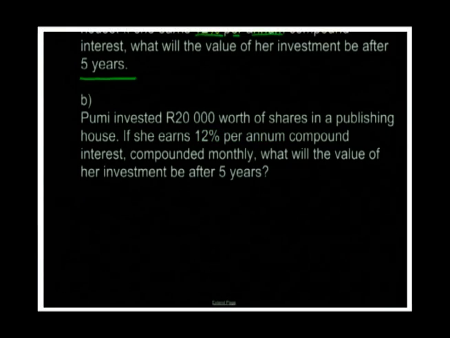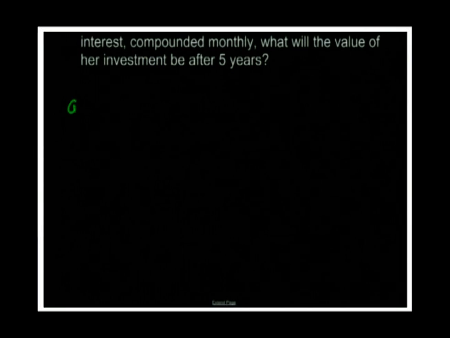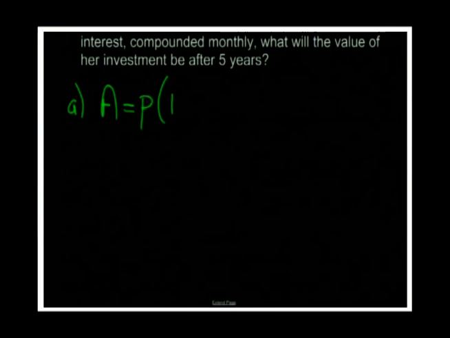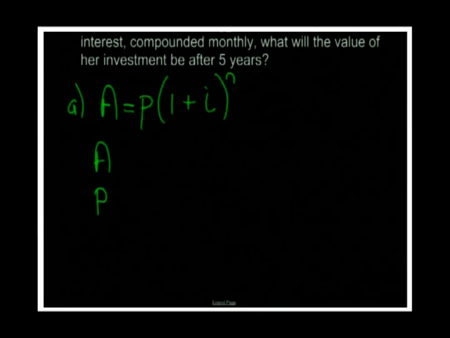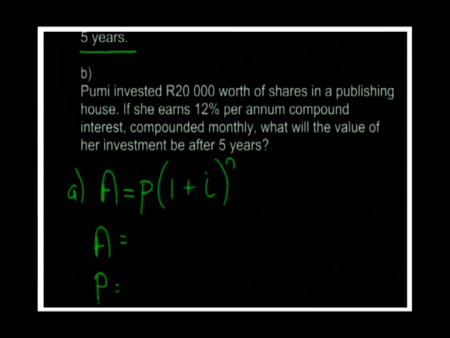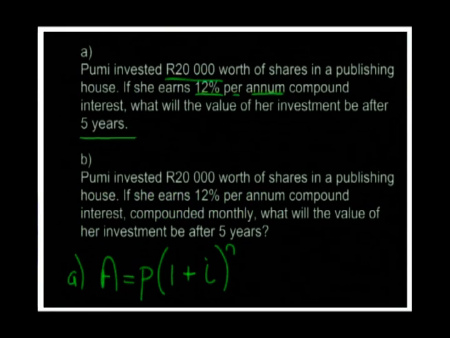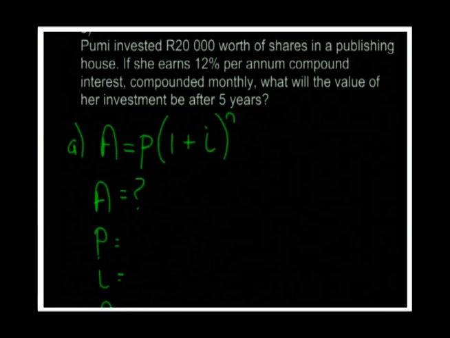Let's get some more space here. Right, so I'm going to start off with my formula. A is equal to P, open bracket 1 plus my i, to the power of n. Then I'm going to write out all my values that I need and do the same thing I did for my simple interest. So we're looking for what her investment is worth after 5 years. So I'm looking for A.